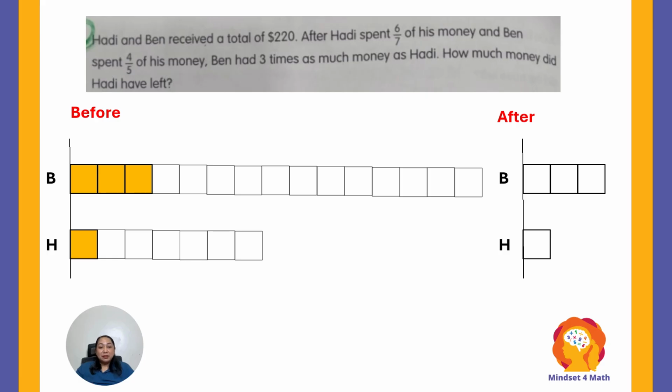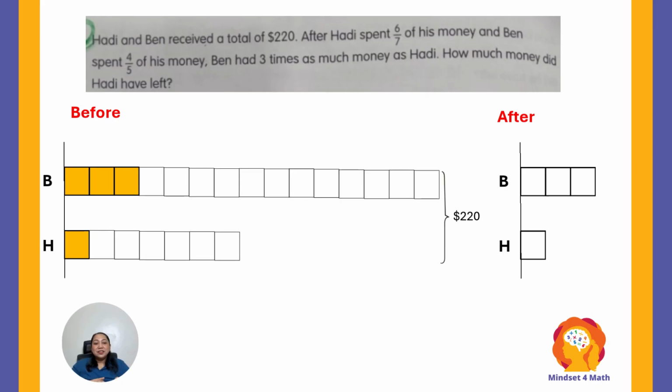Now, since Ben spent 4/5 of his money, that means he has 1/5 of his money left. Looking at the after model, we represented Ben's remaining money using 3 units. That is actually a fifth of his money at first. So if a fifth, 1/5 of his money, is 3 units, then the whole amount of his money at first, which is 5/5, would be equal to 15 units, because 5 times 3 is equal to 15.